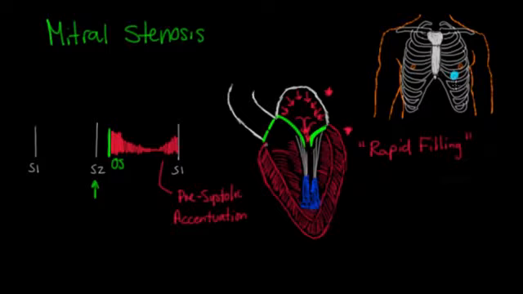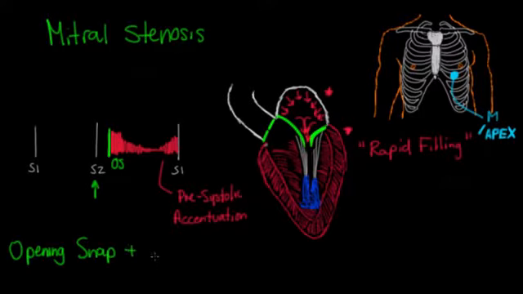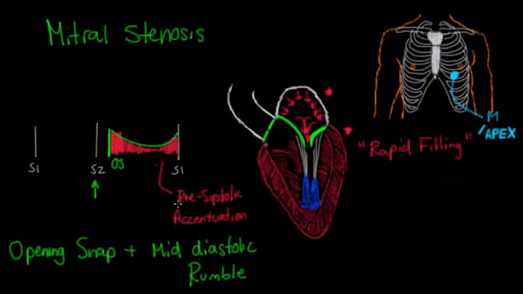And so this murmur is heard in the mitral area, or again, like some people like to call it, the apex or apical area. The way people describe this murmur is an opening snap followed by a mid-diastolic rumble. People say this sounds like a rumbling sound, and it's also because that murmur is a weird shape. You see how it goes down and then comes back up. And so they say an opening snap followed by a mid-diastolic rumble.